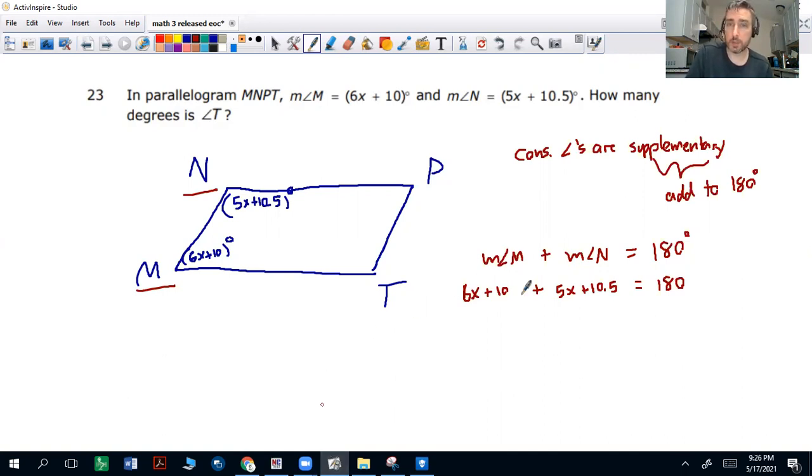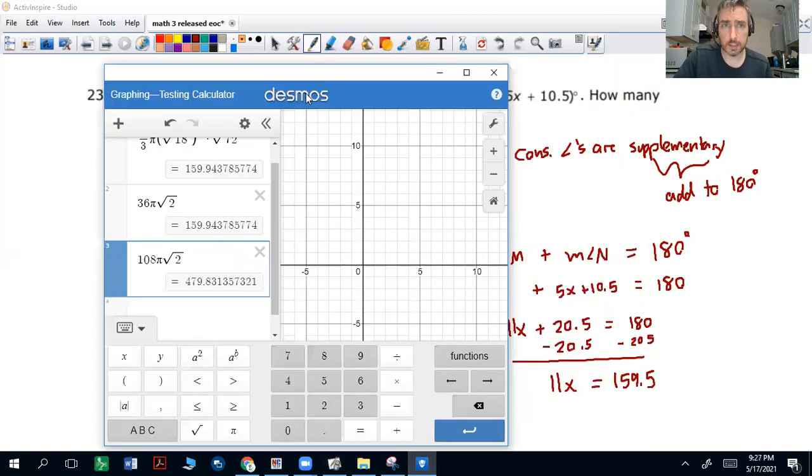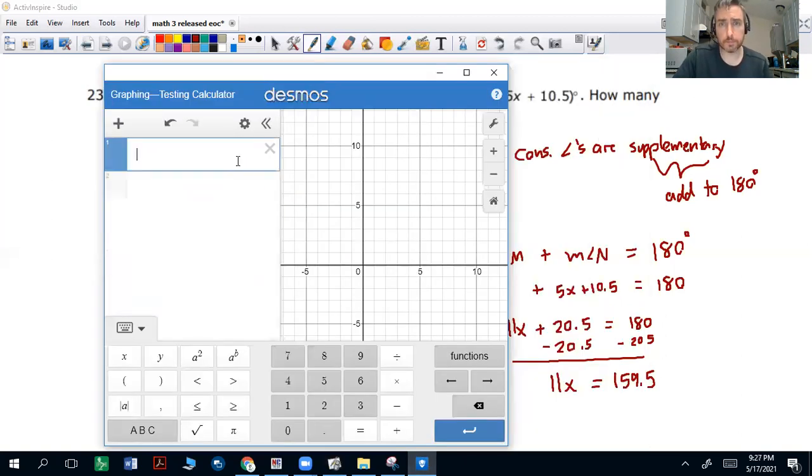So that's going to be 6x plus 5x, which is 11x. 10 plus 10.5, well, that's going to be 20.5. And use your calculator if you need to. Subtract 20.5. You're going to get 11x equals, let's see, 180 minus 20 is 160, so 159.5. You can double check my mental math there. But let's divide that out. 159.5 divided by 11 gives you 14.5.